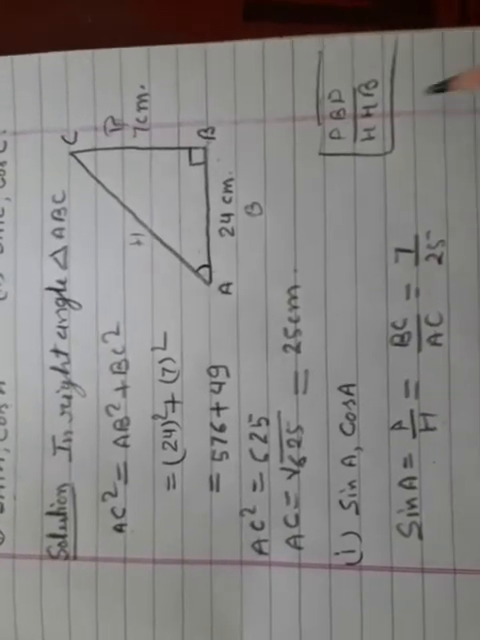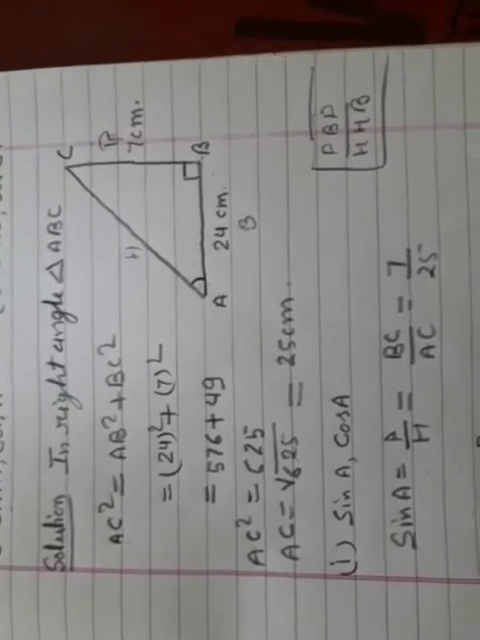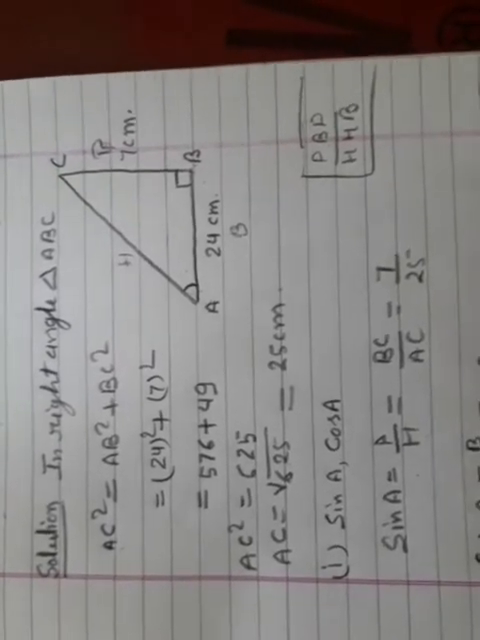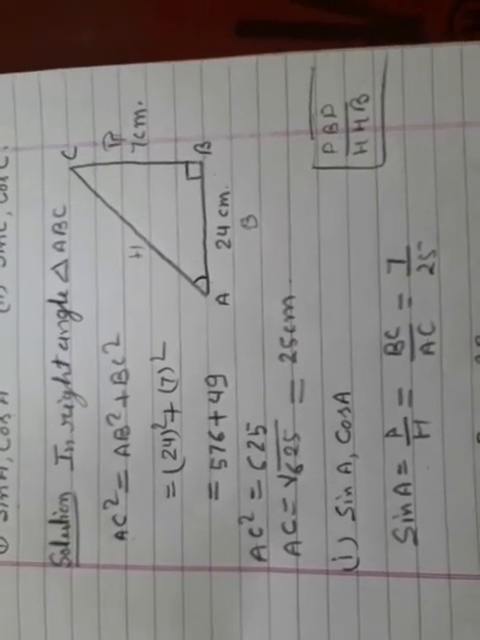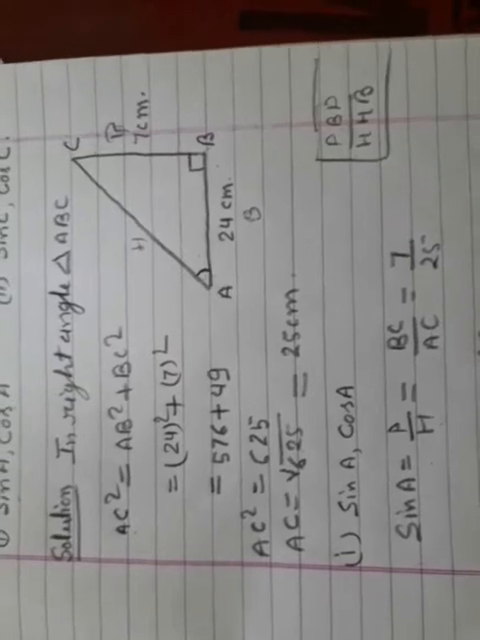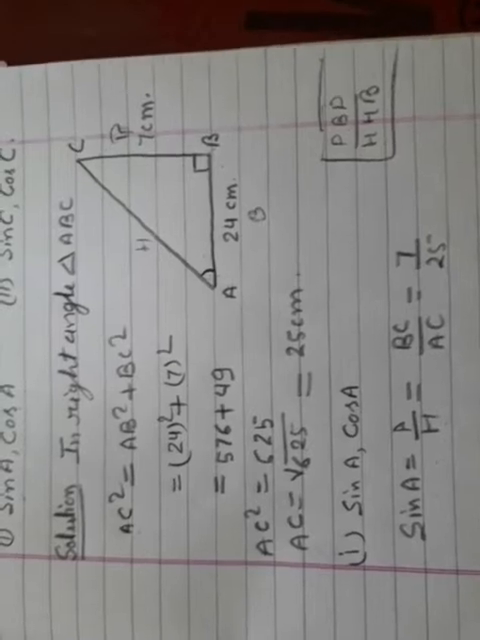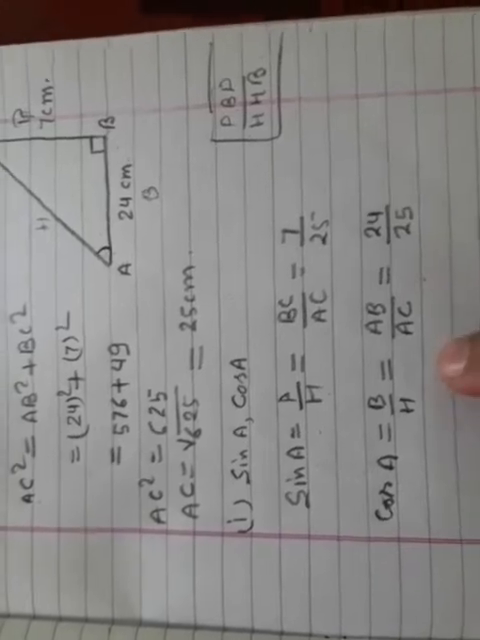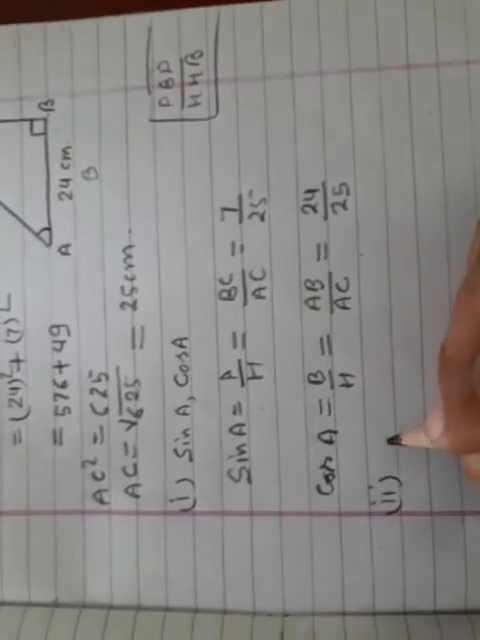Now cos A, for the cos A, B by H, base upon hypotenuse. Base is given AB and hypotenuse is given AC. AB is 24 and AC is 25. Clear? So cos A is 24 upon 25.